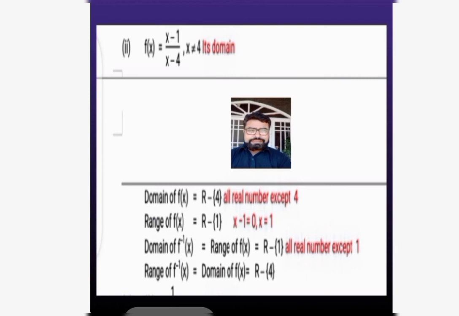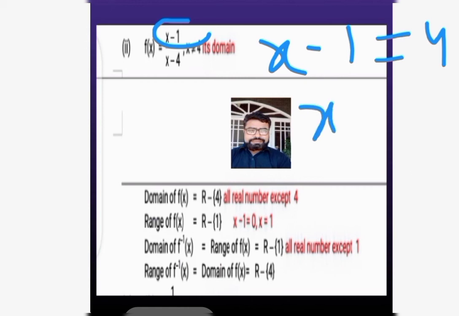Before going to the solution of the second part, as it is written in the given question, without finding f inverse of x, find the domain and range of f inverse of x. Most people find f inverse of x, then they write the domain and range. It's wrong. Here is a technique. As there is x minus 1 in the numerator, we will make it 0. x minus 1 is equal to 0, that is x equals 1.